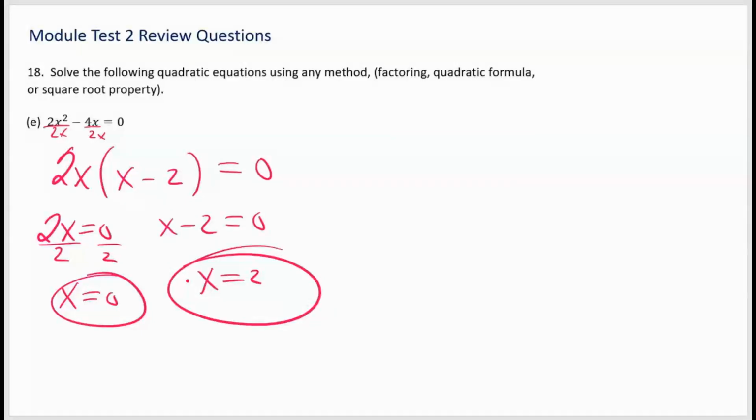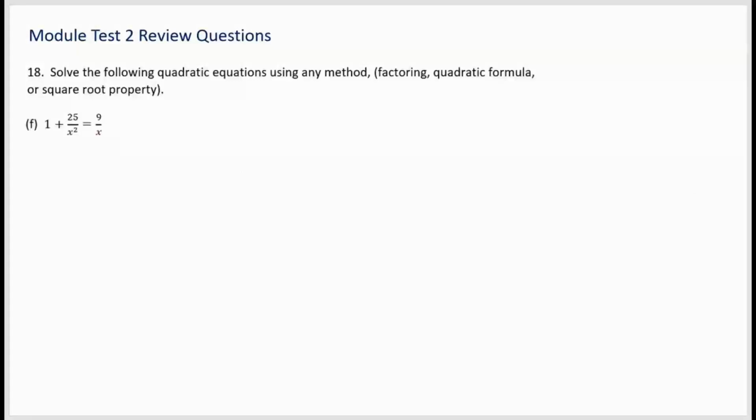Now, if you wanted to, you could have used the quadratic formula with a equal to 2, b equal to negative 4. What would c equal? Because there's not one. Well, 0. And I promise you get those same 2 answers. It just takes longer. All right, next guy on the list.